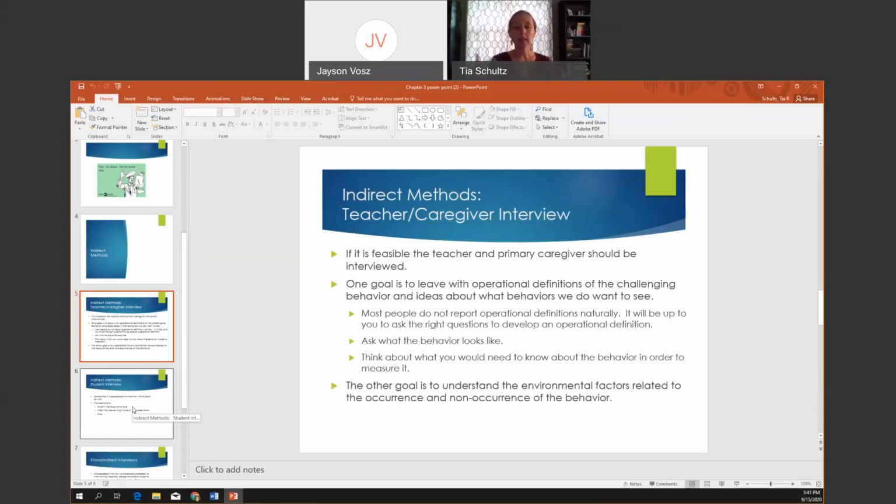And then throughout the process, we're going to be gathering information about what else is happening. So what happens before the behavior and after the behavior, but this information isn't going to replace what we observe. It's going to supplement it. It's going to help us understand what the teacher is experiencing, and we still will need to do observations, which is what we'll talk about in a later chapter.